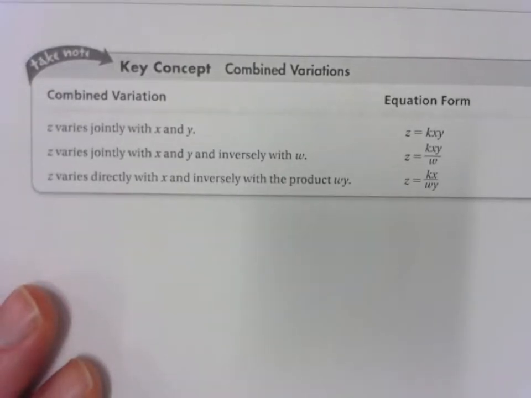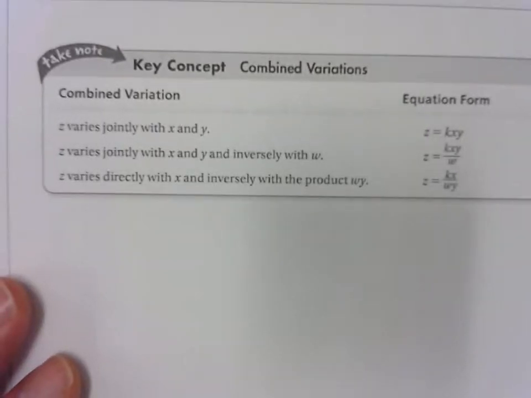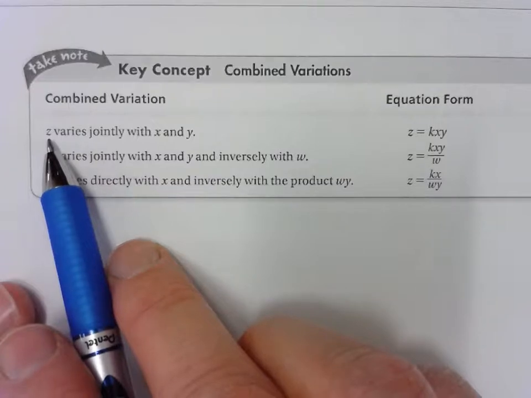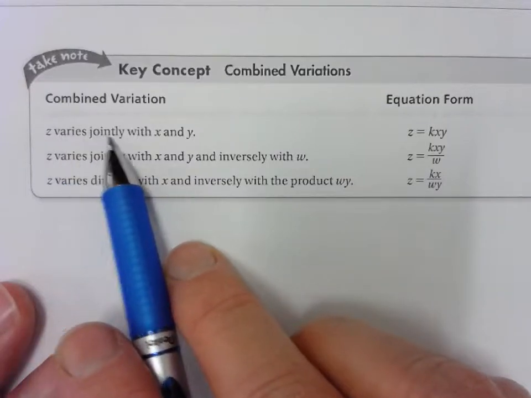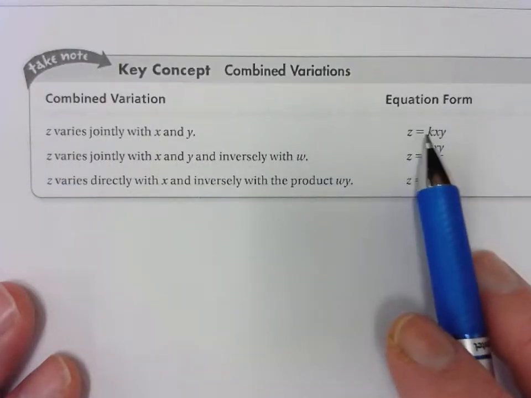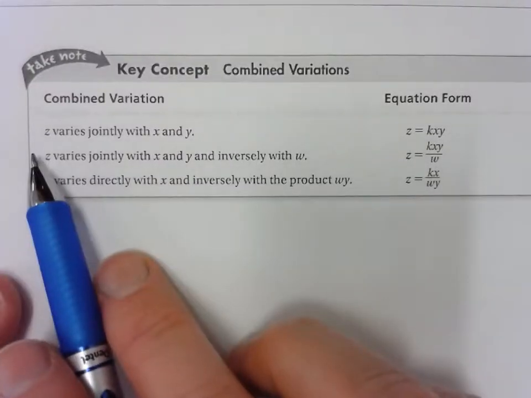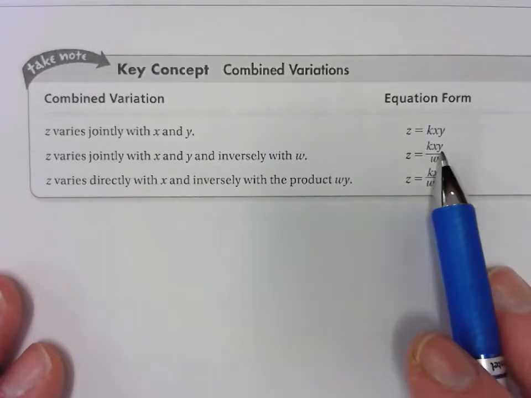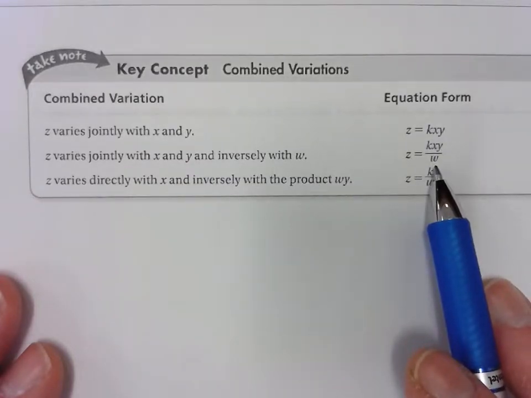Let me focus it again here. There we go, focus. So here are the English words. Z varies jointly with x and y. So it's jointly on the top. And then jointly with x and y and inversely with w. So x and y on the top, and then w inversely goes to the bottom.